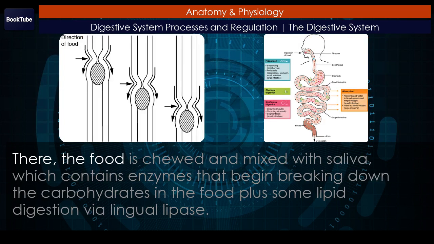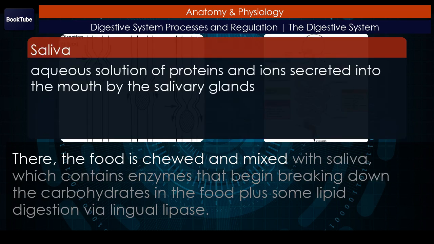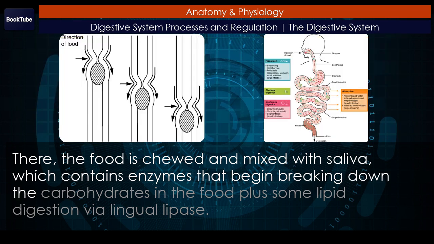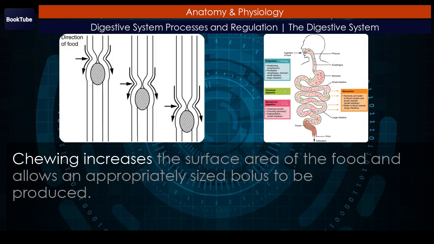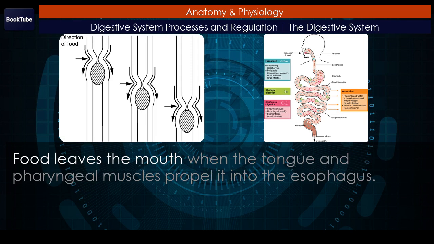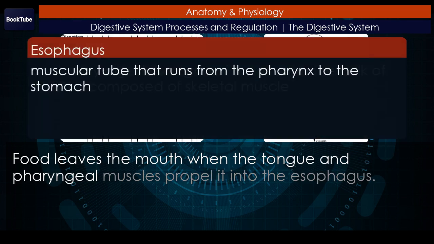There, the food is chewed and mixed with saliva, which contains enzymes that begin breaking down the carbohydrates in the food plus some lipid digestion via lingual lipase. Chewing increases the surface area of the food and allows an appropriately sized bolus to be produced. Food leaves the mouth when the tongue and pharyngeal muscles propel it into the esophagus.